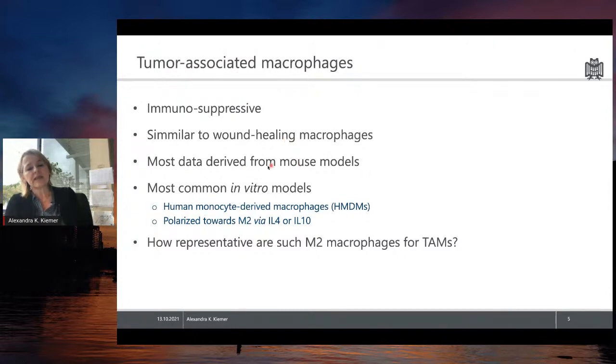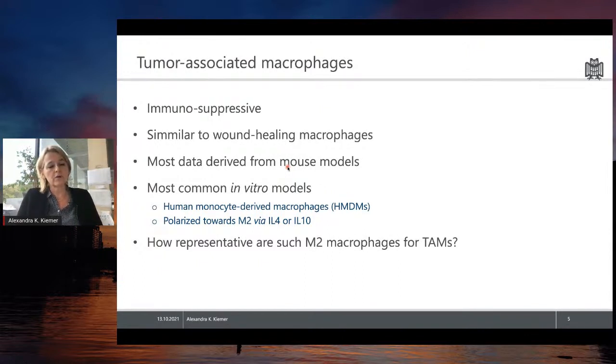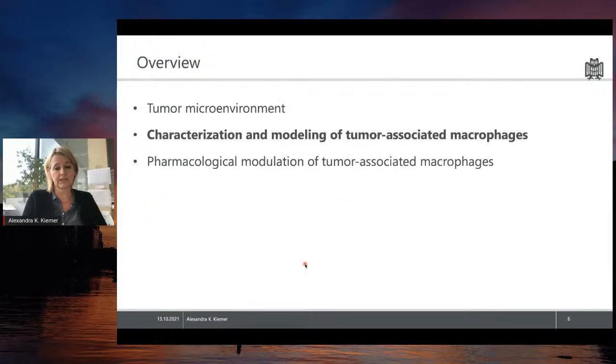However, most of the data that we have, the knowledge we have or think to have on tumor-associated macrophages is derived from mouse models. And so if people try to then model tumor-associated macrophages in vitro, they use monocyte-derived macrophages obtained from blood monocytes and then simply polarize them towards an M2 type macrophage using either IL-4 or IL-10. We asked the question, how representative are such M2 macrophages really for tumor-associated macrophages, which can be found in tissues?